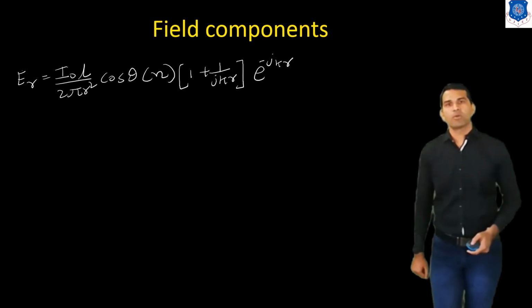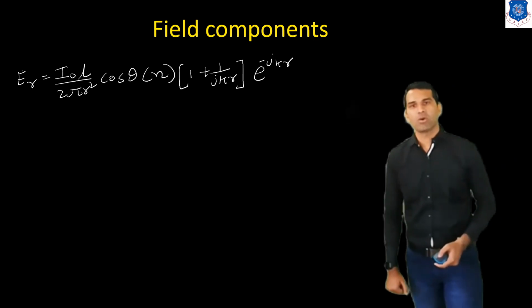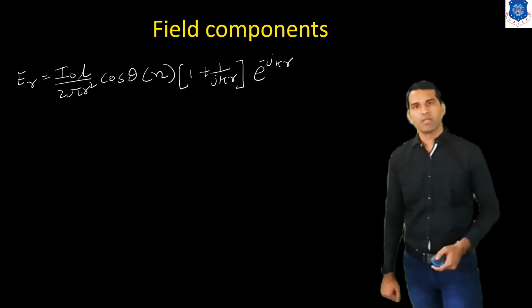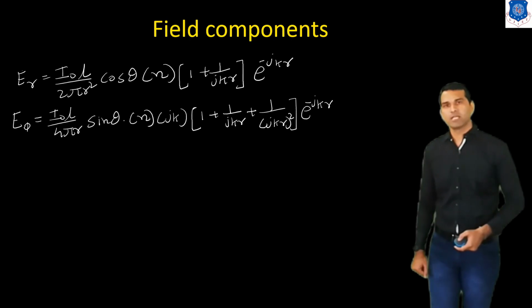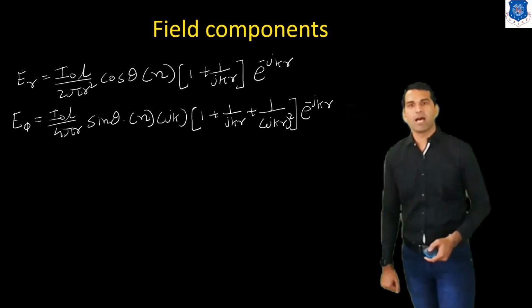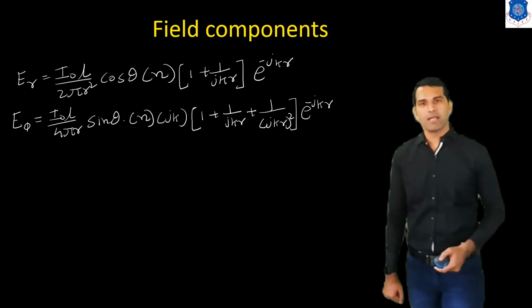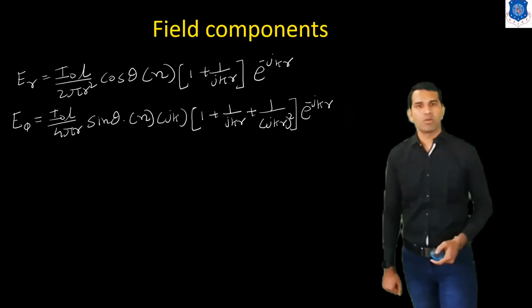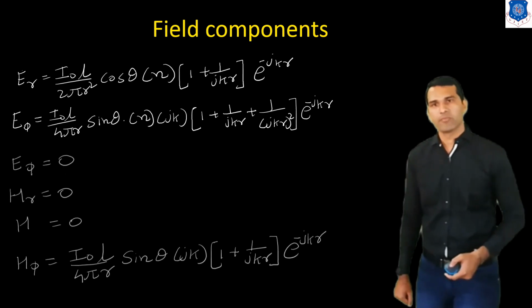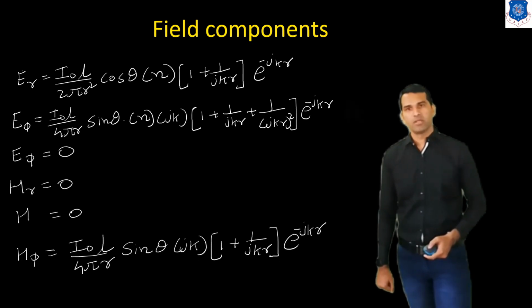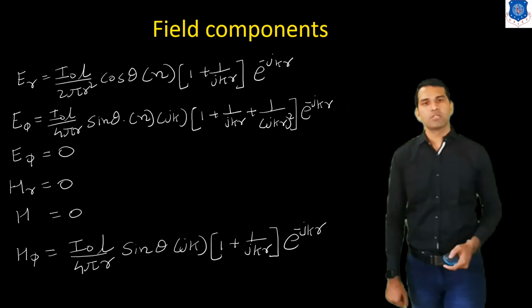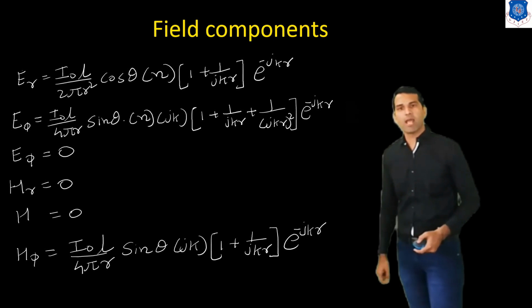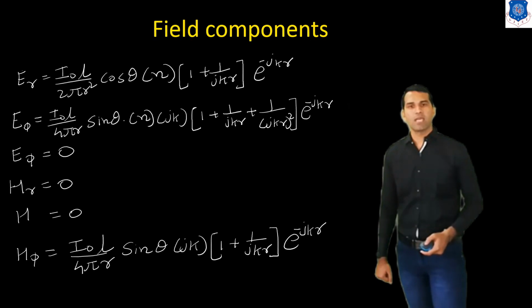The field component E_r is equal to I0 L over 2 pi r squared, cos theta, eta, 1 plus 1 upon jkr, e raised to minus jkr. The electric field component E_phi is equal to 0. Same as the magnetic field components: H_r is equal to 0, H_theta is equal to 0, and H_phi is equal to I0 L upon 4 pi r sin theta, jk, 1 plus 1 upon jkr, e raised to minus jkr.